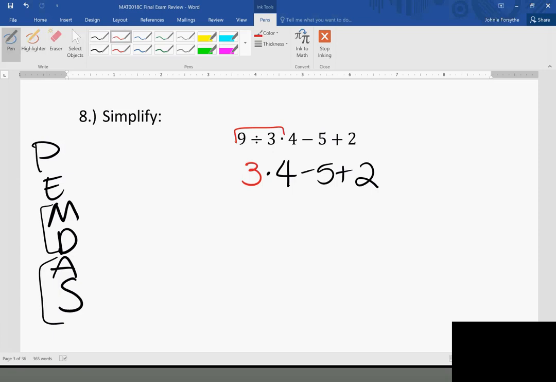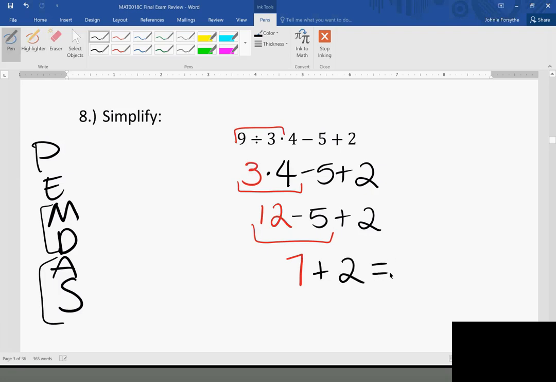And then I'm going to take care of this multiplication. 3 times 4 is 12. And then bring down minus 5 plus 2. Now I just have addition and subtraction, and you do what comes first from left to right. So we have 12 minus 5, which is 7. Bring down that plus 2. And then 7 plus 2 equals 9.